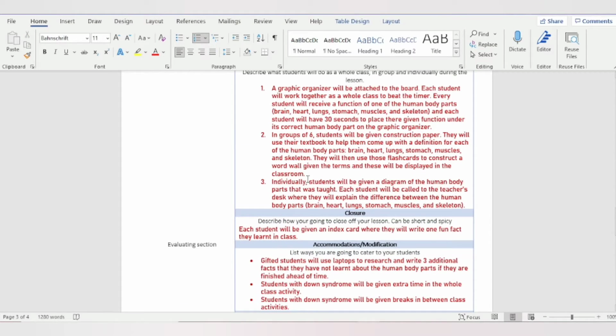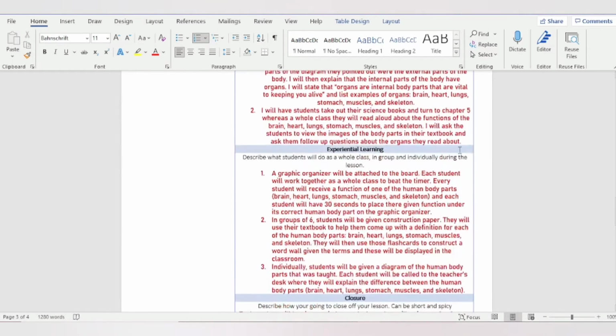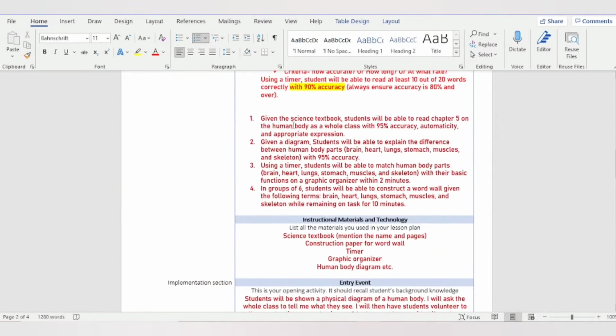Now, the last one, individual: students will be given a diagram of the human body parts that were taught. Each student will be called to the teacher's desk where they will explain the difference between the human body parts. So this is an individual activity. Each student is going to come up, will be given a diagram paper of a body part, and they will come up to me as a teacher and they will explain the difference between those body parts. So I'm checking their understanding. So this will go for my individual activity right here. And as you can see, they were able to explain the difference.